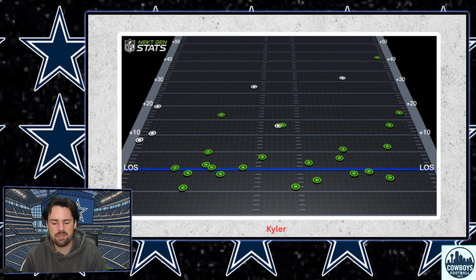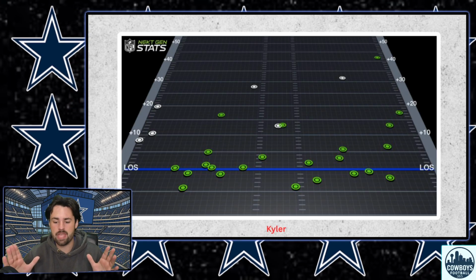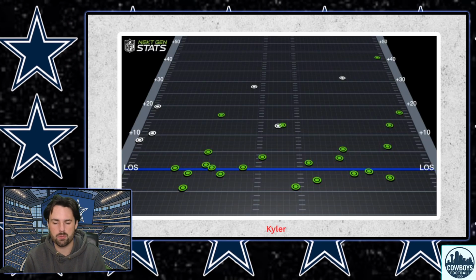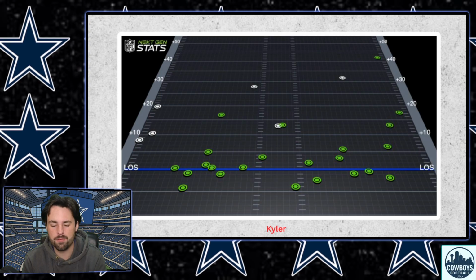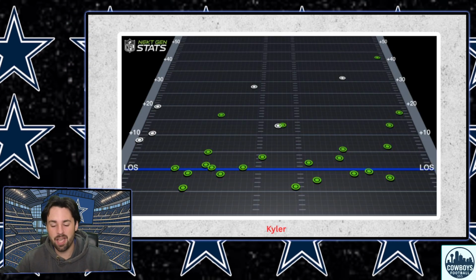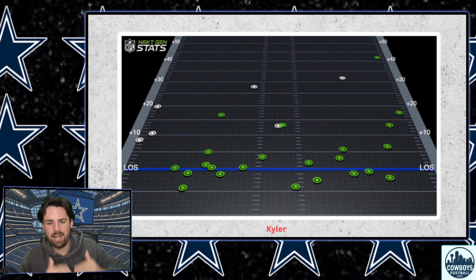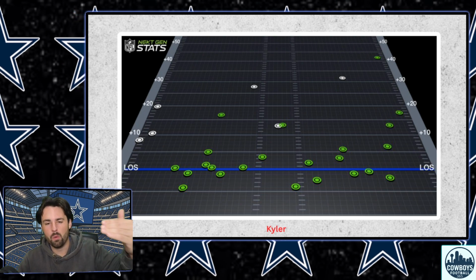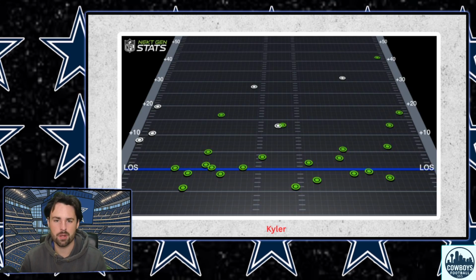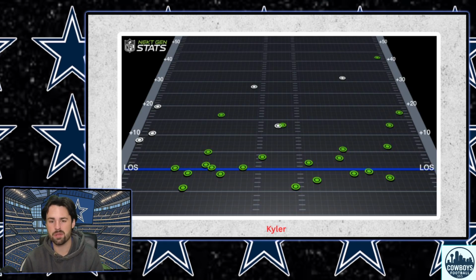The second thing that we have to take a look at is the average depth of target. Look at Kyler Murray. If we look at the line of scrimmage, which is that blue line to the bottom of the chart, he has 13 completions either behind the line of scrimmage or up to 1 yard ahead of the line of scrimmage. Kyler Murray doesn't like throwing the ball down the field.